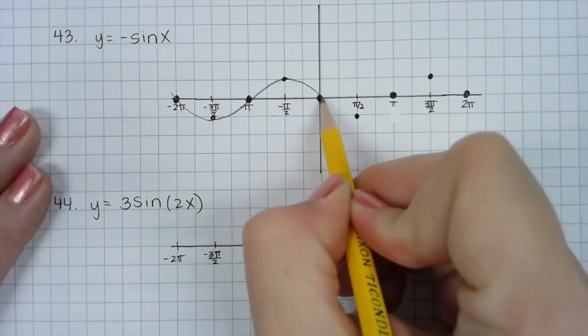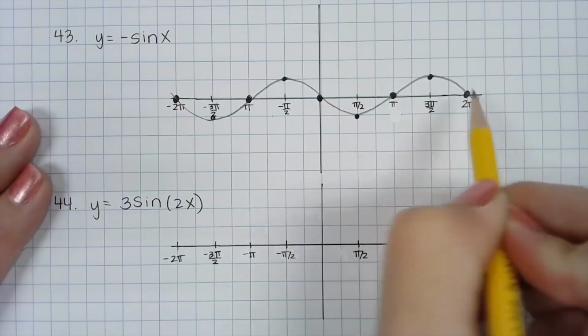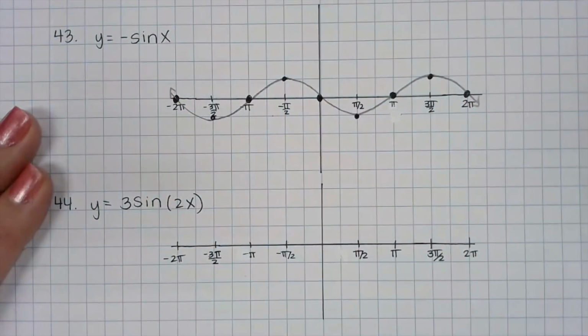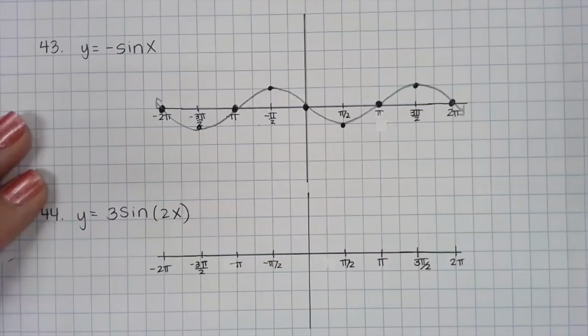So this graph doesn't have a vertical stretch or a vertical compression happening to it. The only thing that happened was a reflection. So instead of going up from 0, 0, it goes down from 0, 0.